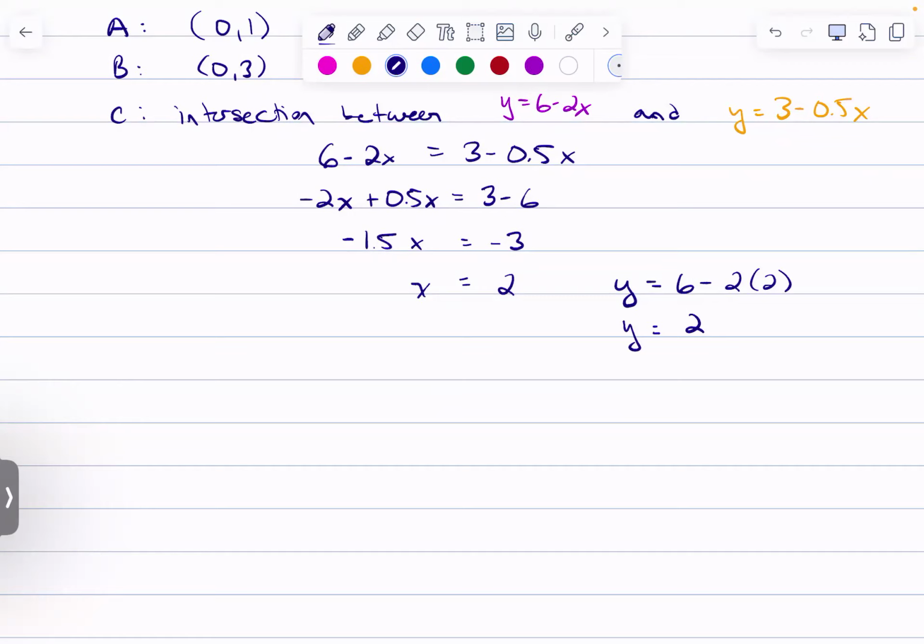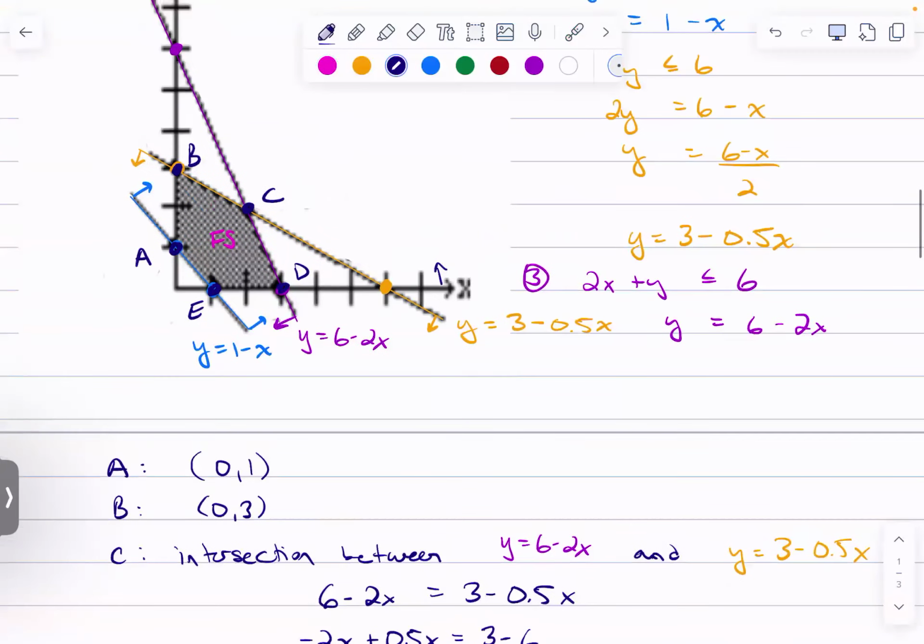What I want you to do is go back to the graph and just make sure that 2, 2 checks out with what we're seeing, right? Especially if you're drawing your own axes. My axes are always off. Even when I'm drawing my own lines, I can't trust that my axes will look good. That's why you want to always show your work for the intersections. But here, point C, it sure does. It looks like 2, 2.